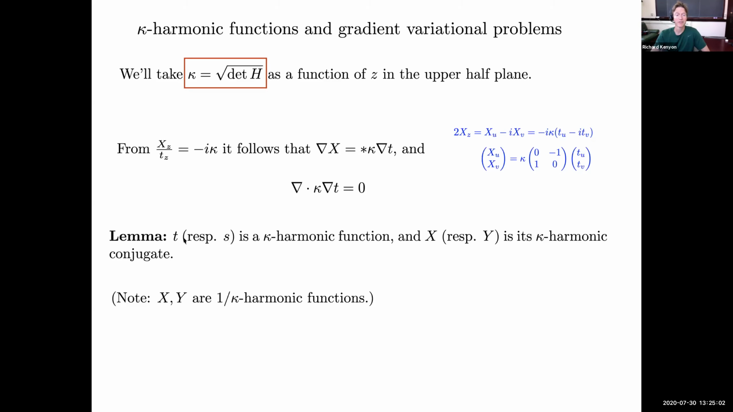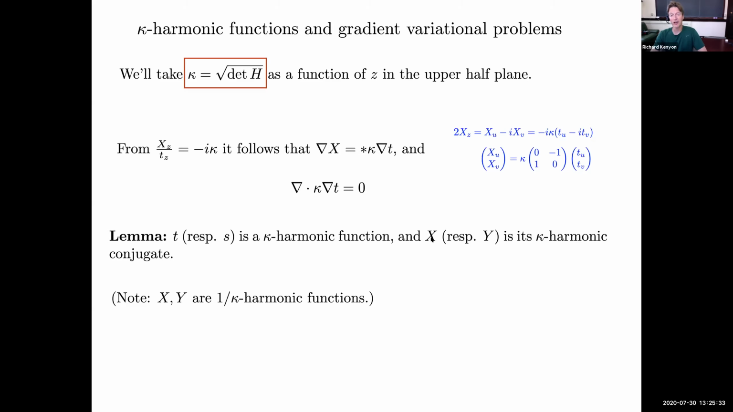These two variables, now we're thinking of these as functions of the conformal coordinate z, and I apologize once again for having five different coordinates for you to juggle in your head. But now we're writing everything in terms of z. z is our conformal coordinate, our favorite coordinate. We're going to try to rewrite everything in terms of z. And when we write t and s in terms of z, we find that they are kappa harmonic.